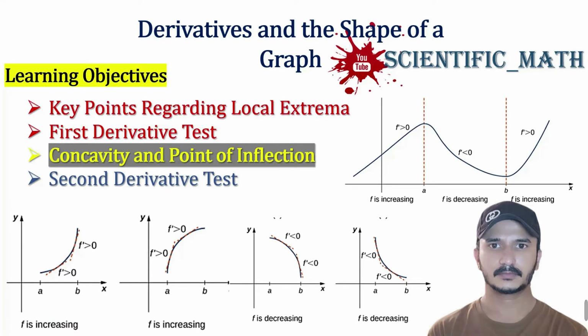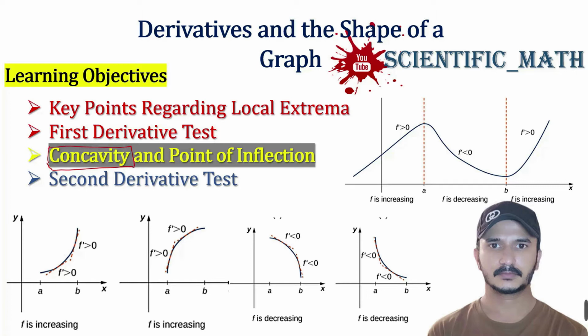In this lecture, we discuss the third point of the learning objectives, and that is the concavity and point of inflection. In the previous lecture, we discussed the concavity of the function, when the function is concave up and concave down, and how we can determine the concavity of the function. I will provide the link in the video description.